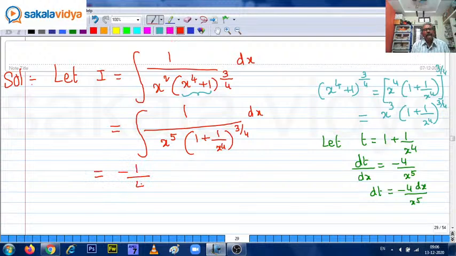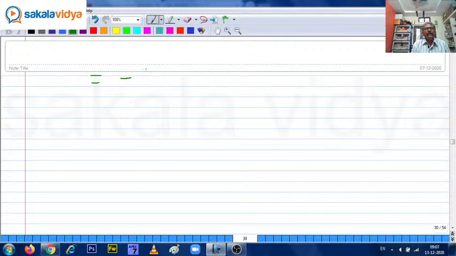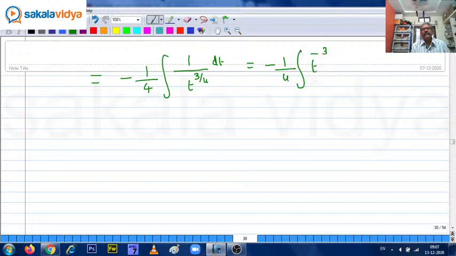So minus 1 upon 4 times the integral of 1 upon (1 plus 1 upon x to the power of 4) whole to the power of 3 by 4. This 1 upon x to the power of 5 into dx we can write as minus 4 dx upon x to the power of 5. See here, instead of this we can write dt, instead of this we can write t. So that means we get like this now. Minus 1 upon 4 integral 1 upon t to the power of 3 by 4 dt. This is minus 1 upon 4 integral t to the power of minus 3 by 4 dt. Simple first formula: integral of x to the power of n is x to the power of n plus 1 by n plus 1. So this we can write as minus 1 upon 4 times t raised to minus 3 by 4 plus 1 upon minus 3 by 4 plus 1.